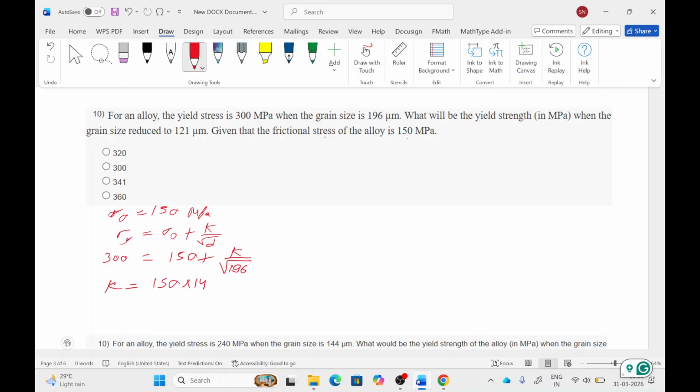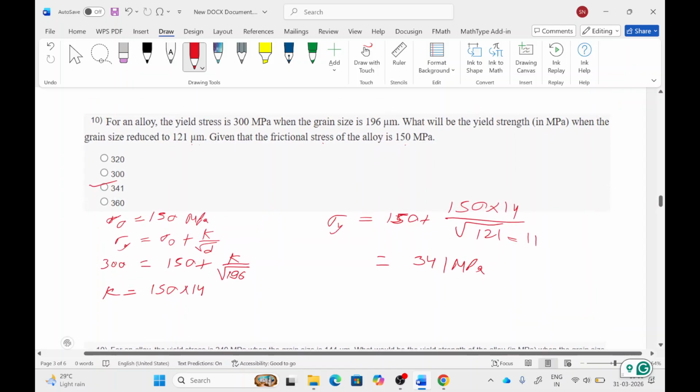And we have to find yield strength when grain size is reduced to 121 micrometer. Sigma naught is 150. K is 150 into 14 divided by square root of 121. So this will be 11. And when we equate this, it will be equal to 341 MPa. Okay, so this is an easy question.